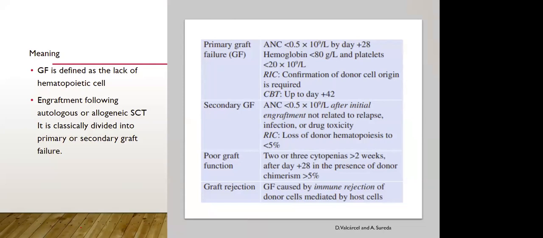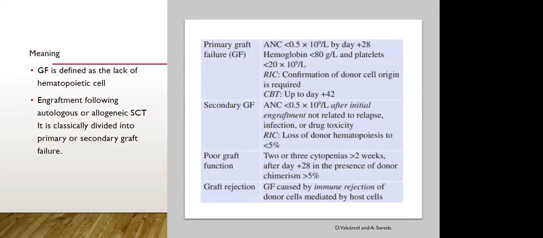So it's divided into 2 parts, primary and secondary. First we'll see the primary graft failure. In primary graft failure, the ANC is higher than 0.5 x 10^9 per liter by day plus 28, the hemoglobin is higher than 8 gram per liter, and the platelets are higher than 20 x 10^9 per liter. Confirmation of donor cell origin is required up to day plus 42.